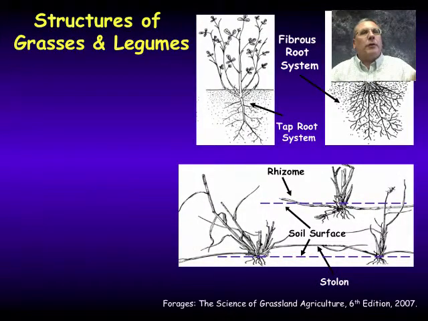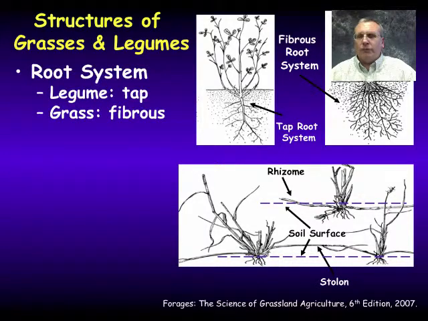I want to talk about a couple other structures of grasses and legumes, and the first one is the root system. We have two different kinds of root systems when we look at a grass and a legume. A legume would be something like alfalfa or clover, and those plants actually will fix nitrogen from the air into a plant available form. And we'll talk more about that when we talk about soil fertility in pastures. And legumes tend to have what we call a taproot system. That's one primary root that goes fairly deep in the soil that has branches off of it.